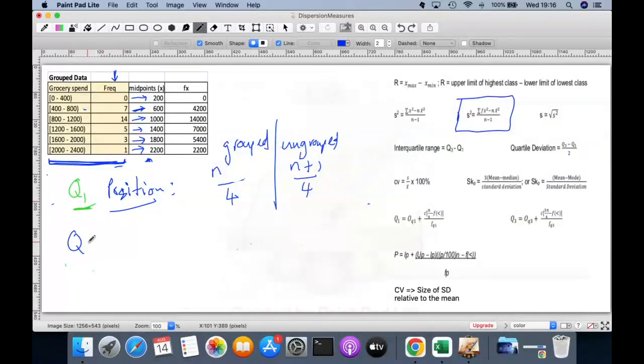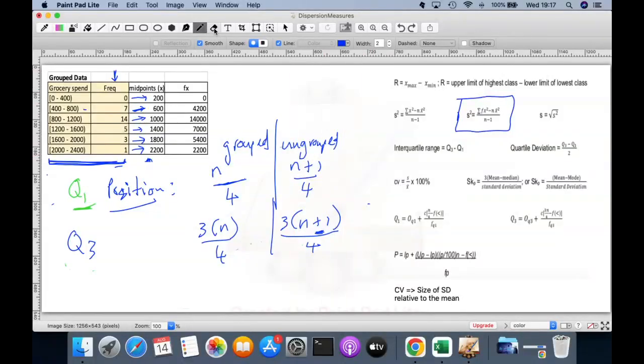That's for Q1. For Q3, the position is 3 into n over 4. However, for ungrouped, it's 3 into n plus 1 over 4. So there's a plus 1 for ungrouped, but for grouped, there's no plus 1. Just remember that. Make a note of it somewhere, because it's very important. For grouped, when you're doing the position, there's no plus 1, but for ungrouped, there is.